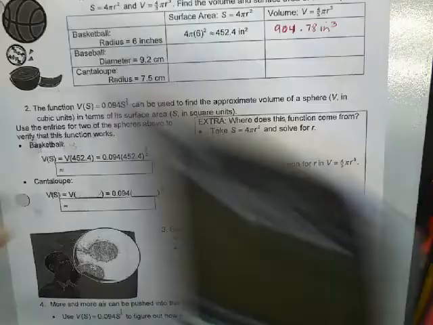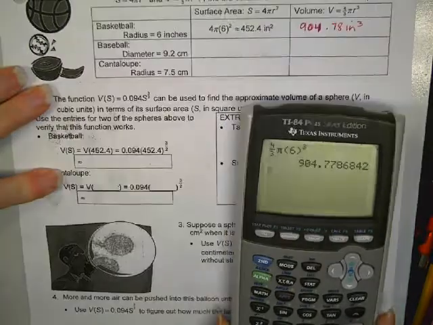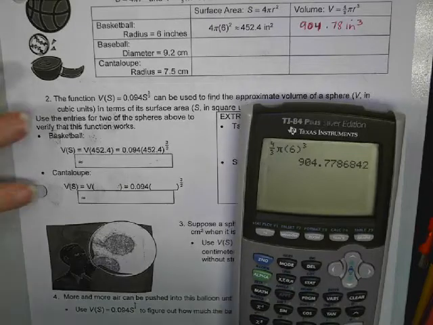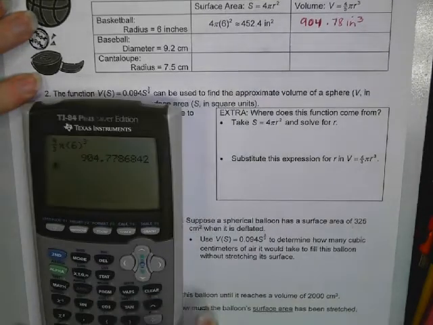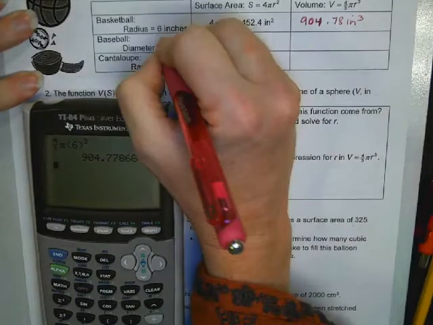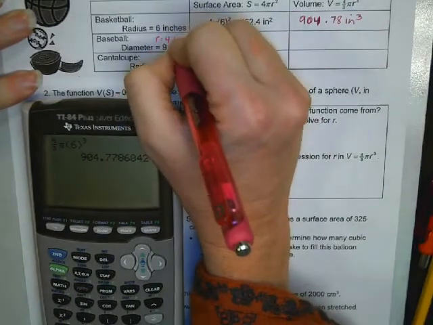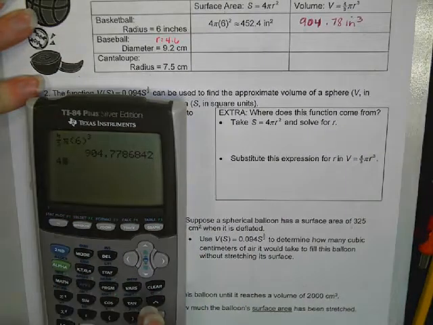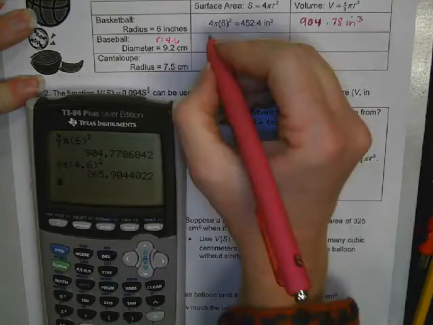All right, so the next one, be careful on the next one because they give me a diameter. What does that mean? You have to half it because my formula is for radius and they gave me a diameter. So the first thing I'm going to do is half my diameter, and that would make my radius 4.6, and that's what I'm going to use in my formula. So 4 pi times radius squared. That gives me a surface area.